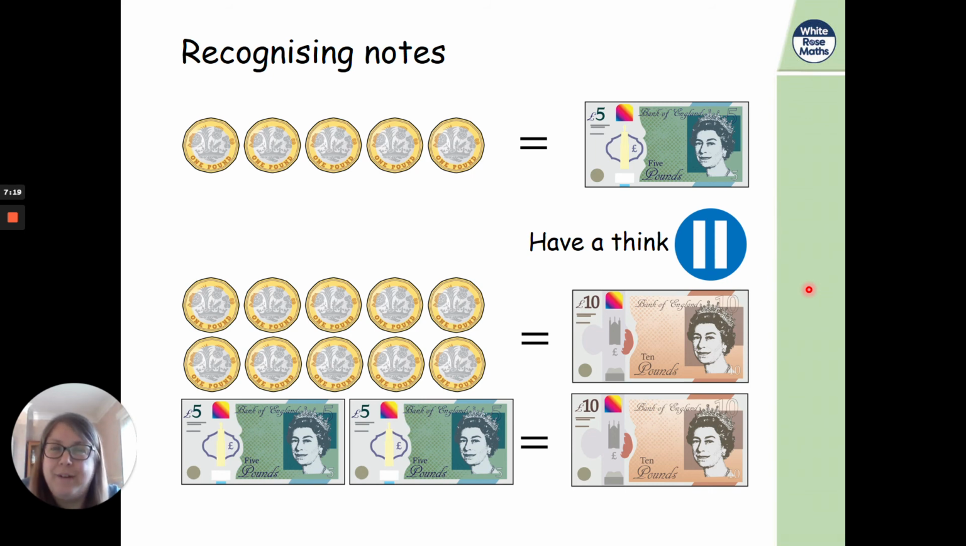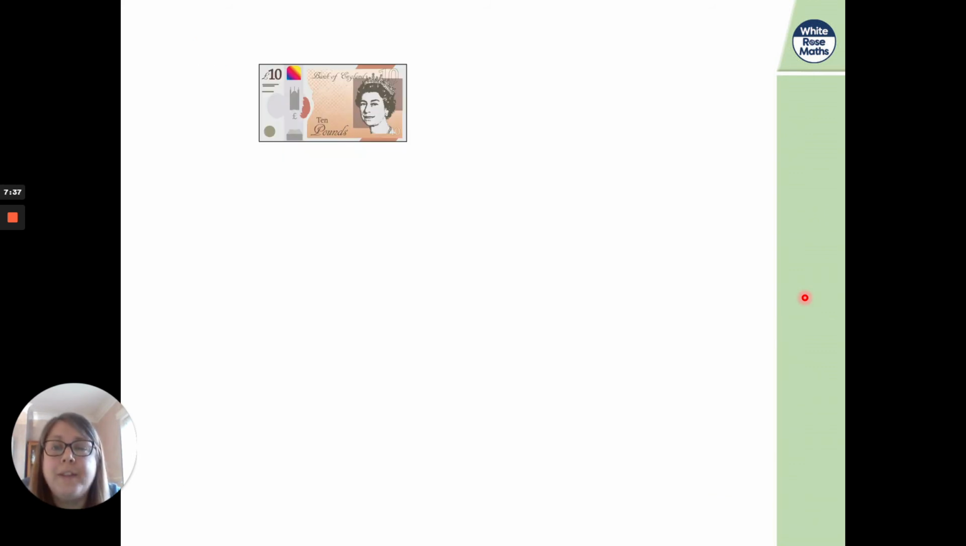All right, and this is where it's quite confusing, isn't it? So we could use pounds, as long as we've got 10 of them, or we could use 2 £5 notes because we know 5 and 5 makes 10. And this is where all the work we've done around understanding number comes in, because it does really help you. What about this time then? This is a £10 note.